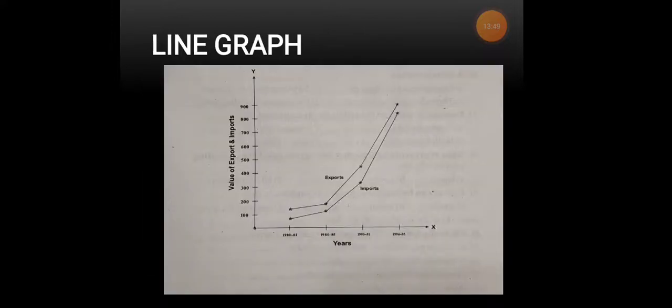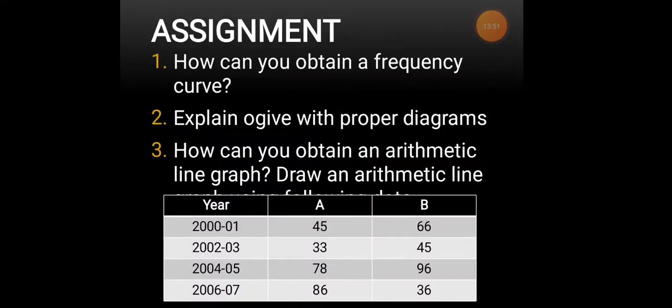So this was about the chapter. Now the assignment part: how can you obtain a frequency curve? Explain how it is obtained. Second one, explain ogive with proper diagrams. Take any imaginary values of your own, maybe 3 to 4 values, and draw the ogive and even find the median. Okay. How can you obtain an arithmetic line graph? Draw an arithmetic line graph with the following values which I have given. Based upon these values you can draw an arithmetic line graph.